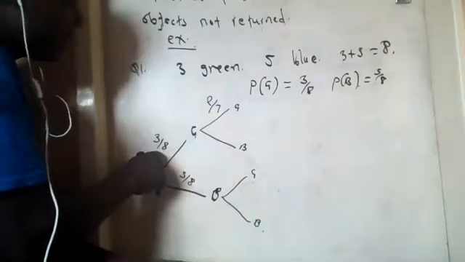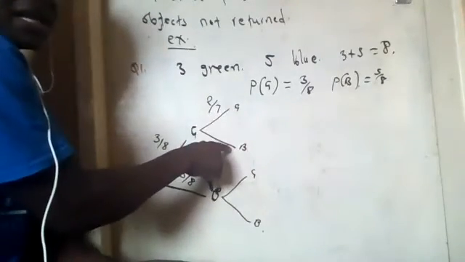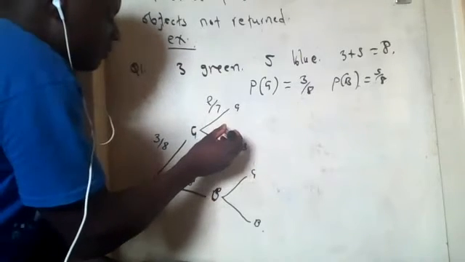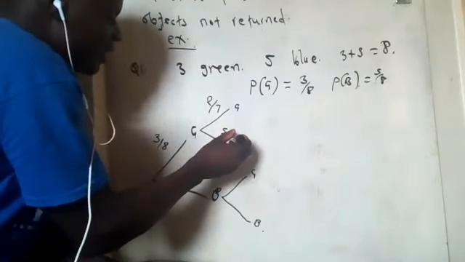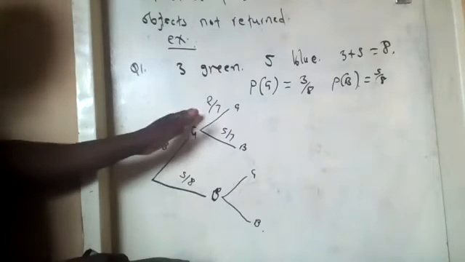Now, the assumption we are making is that it is green which was picked. So if it is green which was picked, blue will still remain 5 over 8. So blue will remain 5, but the total is reduced because one green is gone. So we are done this side.